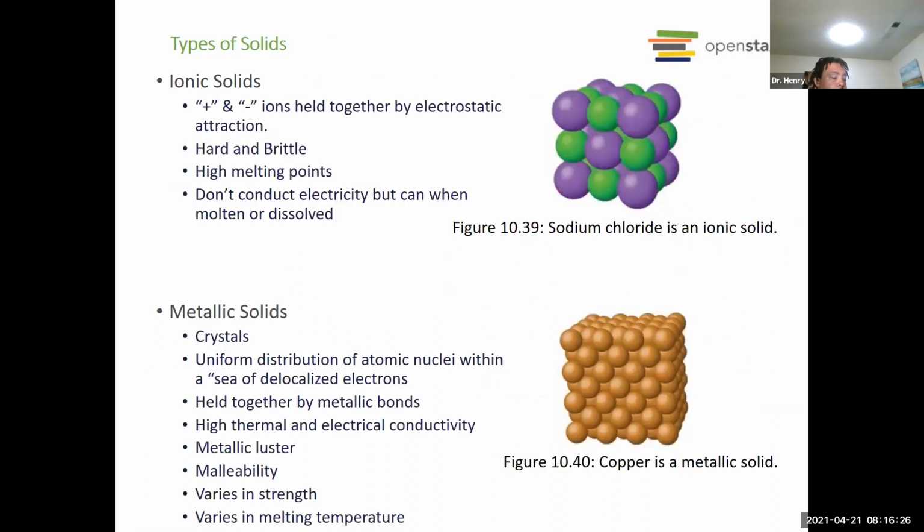So the types of solids, we have ionic solids. Ionic solids, you guys know what ionic is. It basically uses cations and anions, the plus and the minus charges, and they're held together by electrostatic forces. They're hard, they're brittle, they have high melting points. They don't conduct electricity, but they can when they're molten, basically melted, or dissolved in solutions. So for instance, sodium chloride is an example of an ionic solid.